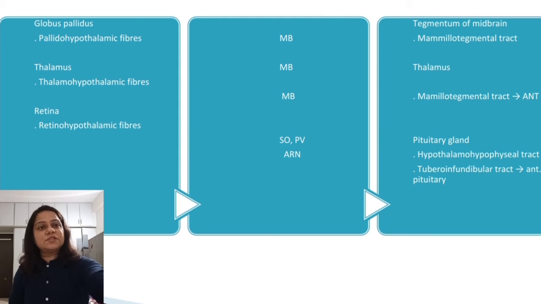Hypothalamus is connected to the tegmentum of the midbrain by mammillotegmental tract, which connects the mammillary body with the tegmentum of the midbrain. Then mammillary body of the hypothalamic nuclei is connected to the thalamus through mammillothalamic tract, which connects the mammillary body with the anterior nucleus of thalamus.